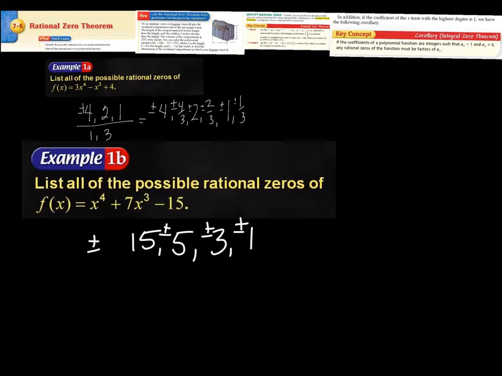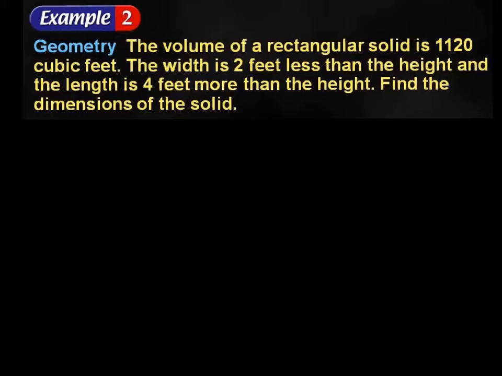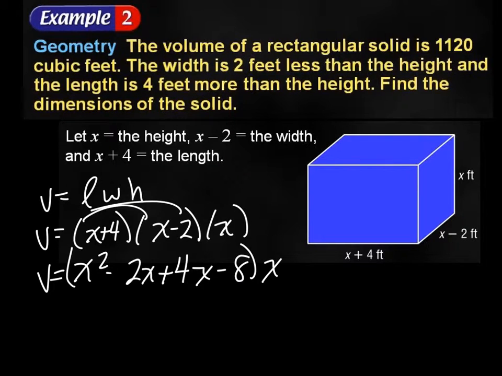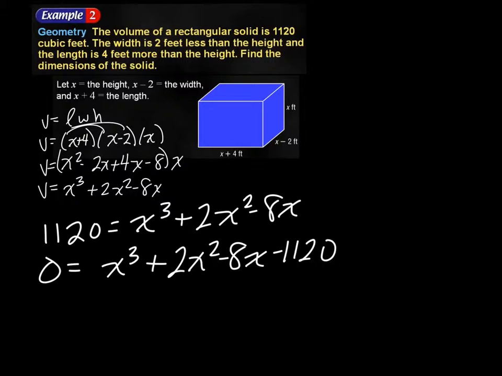The volume of the rectangular solid is 1,120 cubic feet. The width is 2 feet less than the height, and the length is 4 feet more than the height. Find the dimensions of the solid. Anytime you can draw a picture, it's a good idea to draw a picture. They let x represent the height, so x minus 2 would be the width, and x plus 4 would be the length. And of course, we know volume of a rectangular prism is length times width times height, and we get to FOIL it out. So we get V equals x cubed plus 2x squared minus 8x. And in the problem, they told us that the volume was 1,120.